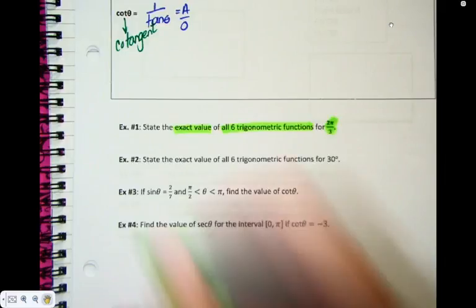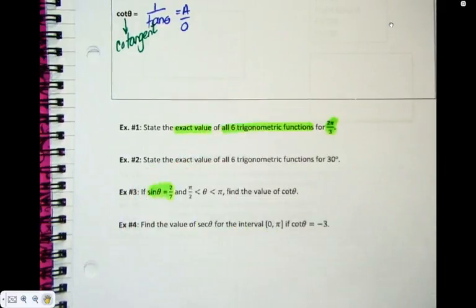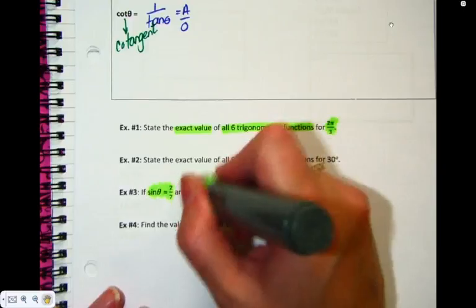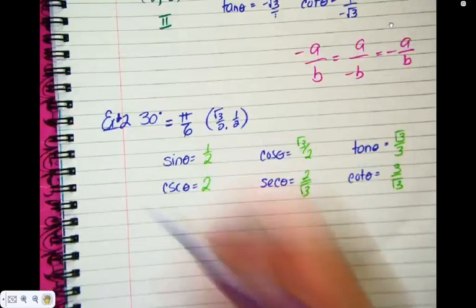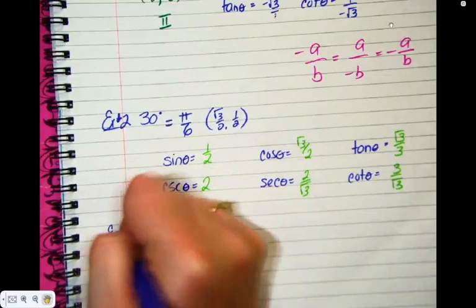Number 3, if sine theta is 2 on 7, and pi on 2 less than theta less than pi, that scares me. We'll leave that for a second. Find the value of cotan theta. No different than what you did last year we reviewed. It's just you didn't know cotan last year. That's the only thing that's different. They're not asking for one you know. They're asking for a new one. Steps are going to be exactly the same. Step 1. What do you want to do?